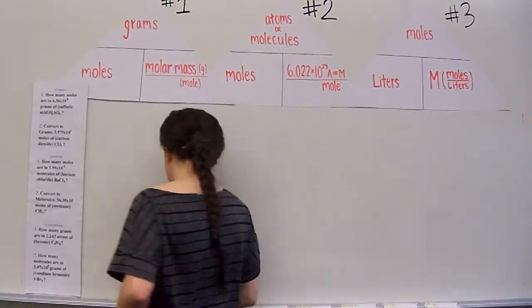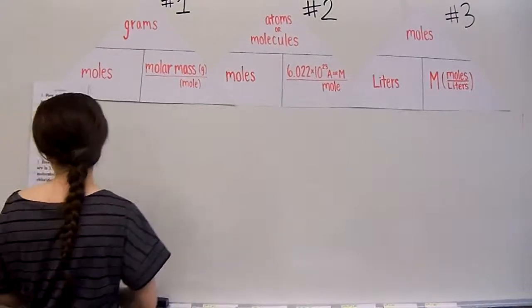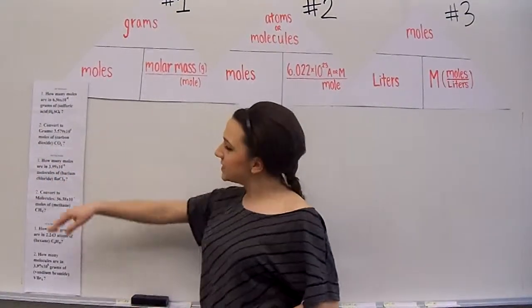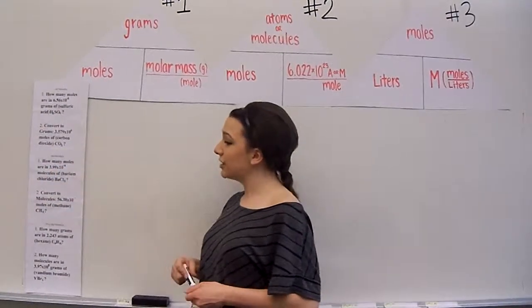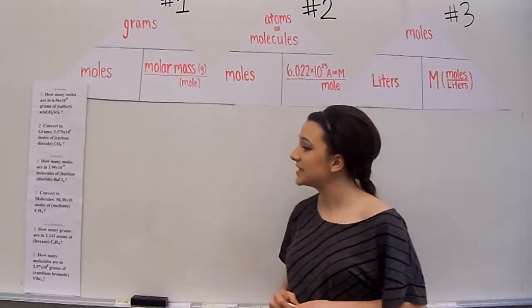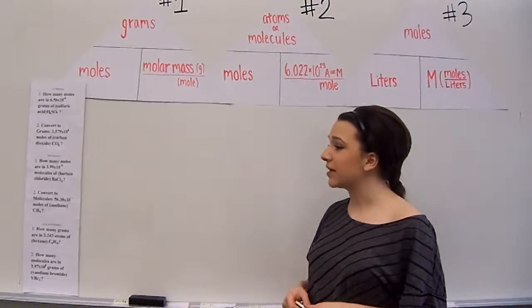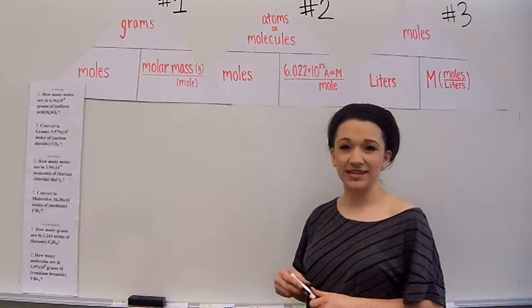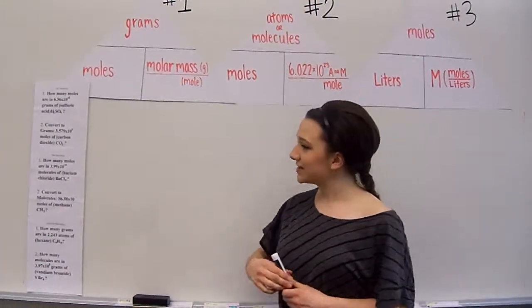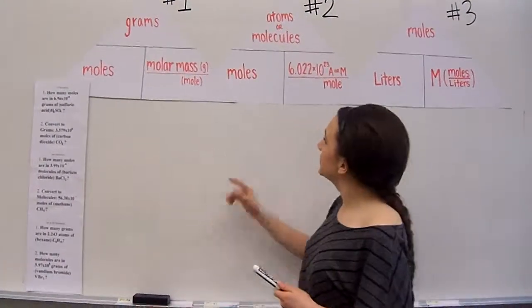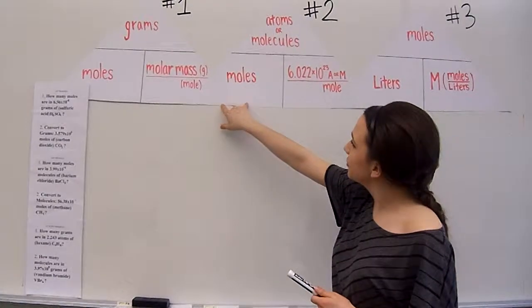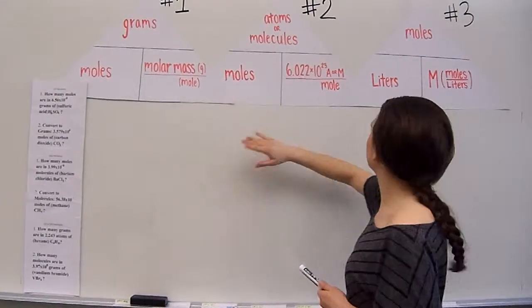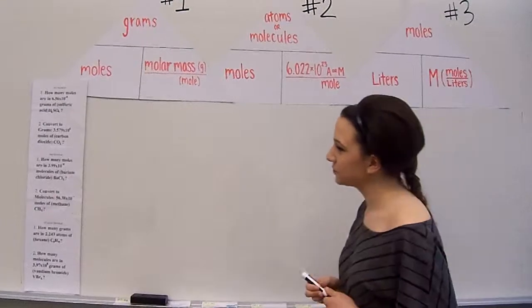Now, I'm going to complete another problem. In this problem it says, how many moles are in 3.99 times 10 to the negative second molecules of barium chloride, which is BaCl2? It's asking how many moles. So it's either going to be the first or the second triangle, because those are the two that we're using. This will come later.